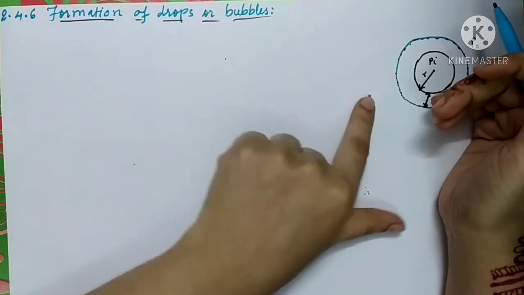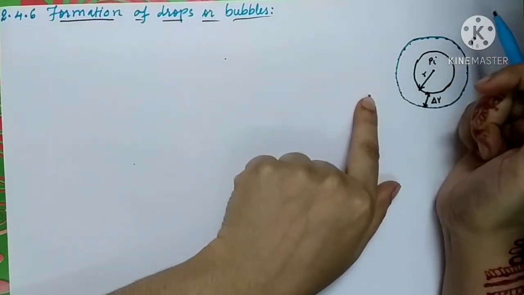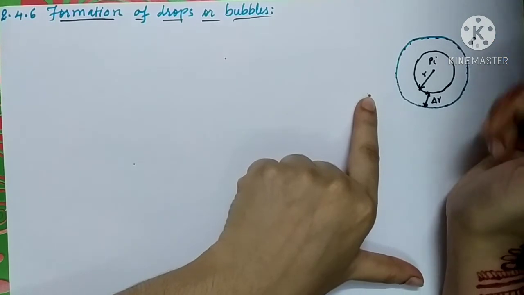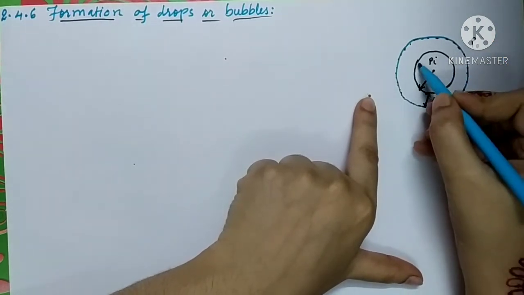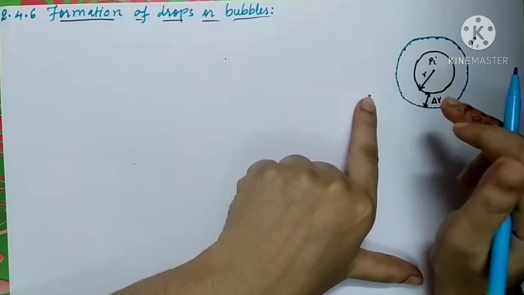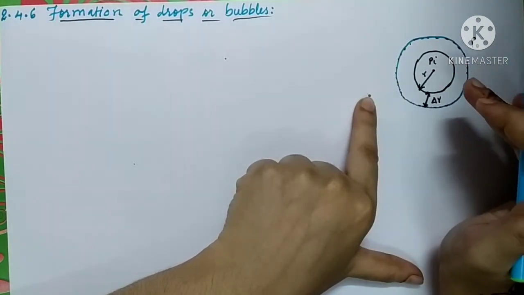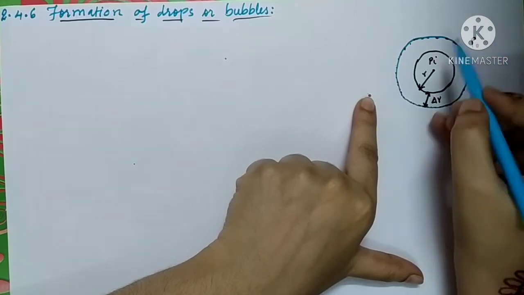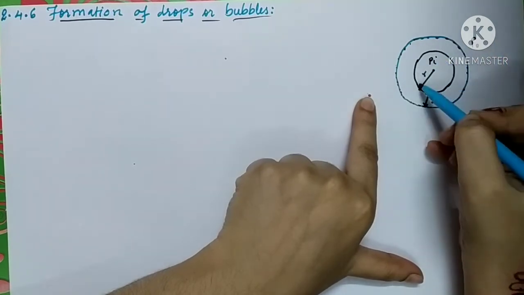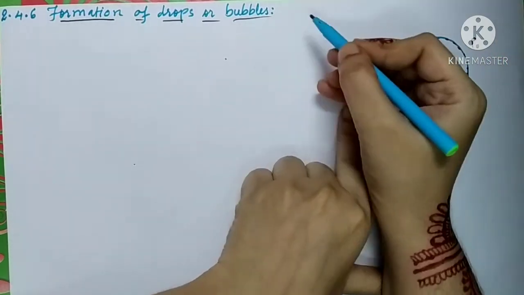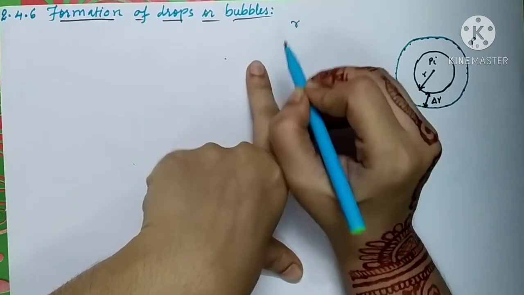So let's find out the excess pressure inside a liquid drop. Here we have taken one liquid drop. It is a drop of a liquid. Afterward, we are going to consider the bubble. First, let us consider a liquid drop, and this drop has a radius small r.